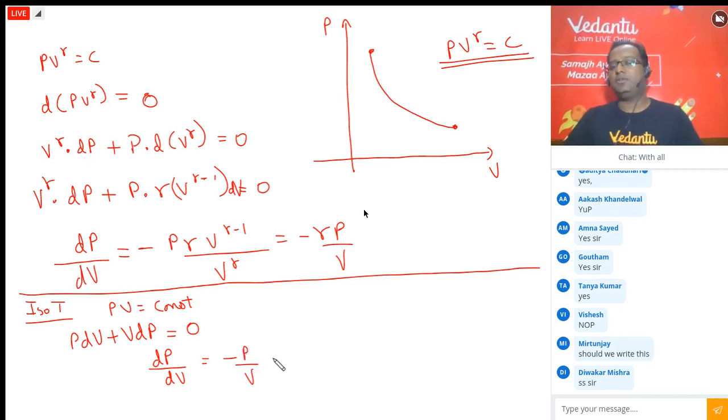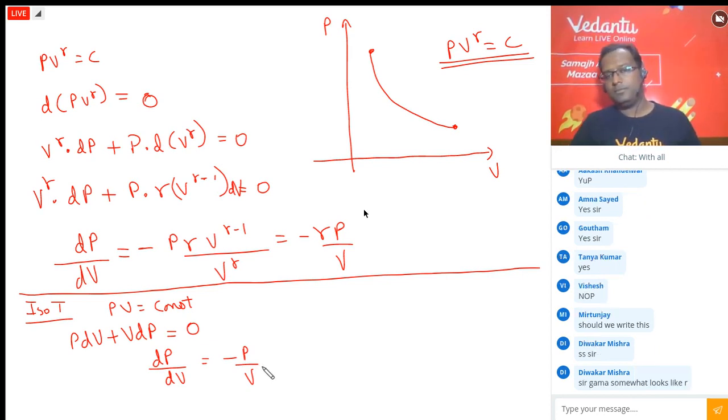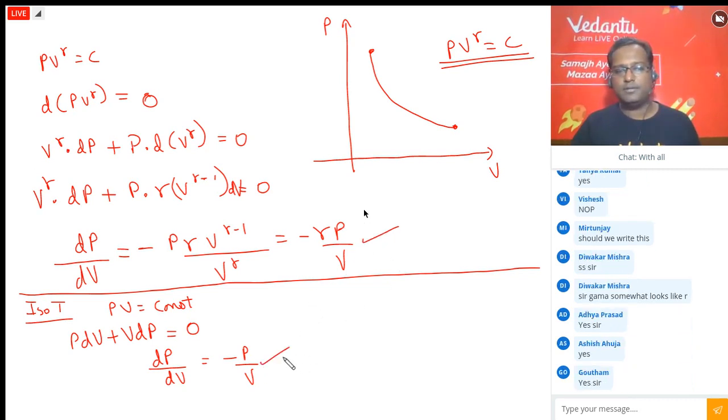Please check this isothermal slope as well. There is no small r anywhere. So wherever you see small r, it is gamma. Guys, is this understood?